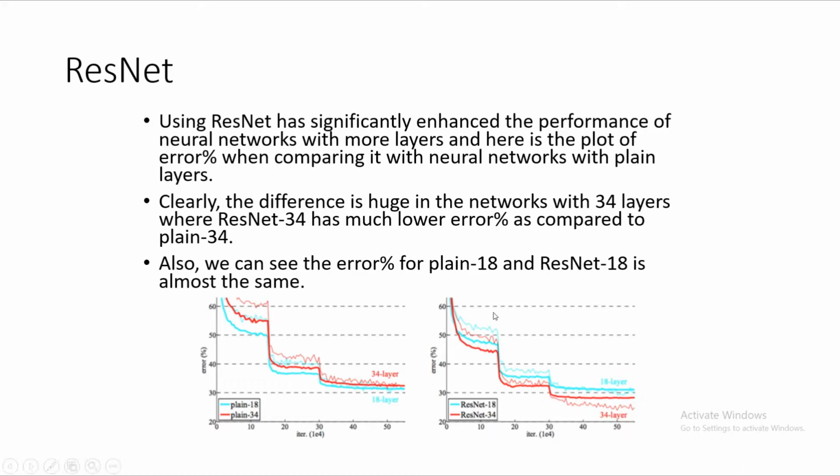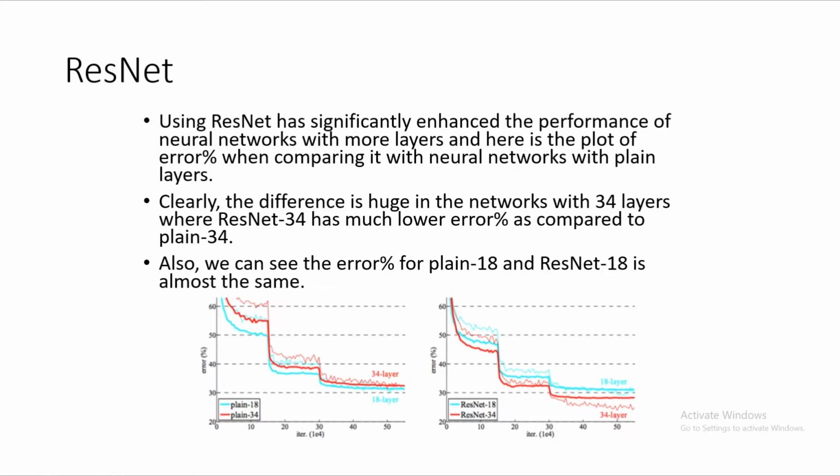But in the case of ResNet, with the help of skip connections, we can see that as the depth increases, like here with this red line for ResNet 34, with more depth the error is lower than the 18 layer ResNet 18. As the depth increases, the error decreases.